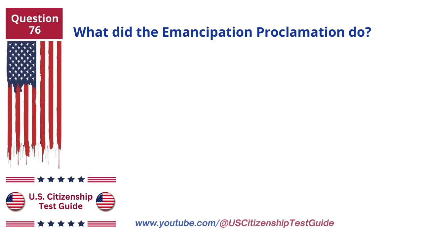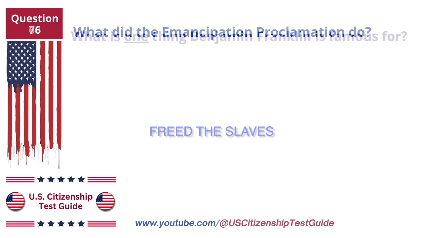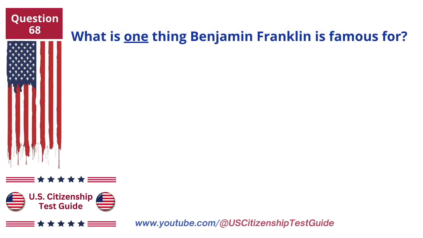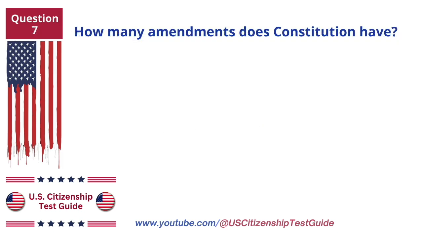What did the Emancipation Proclamation do? Freed the slaves. What is one thing Benjamin Franklin is famous for? U.S. diplomat. How many amendments does the Constitution have? 27.